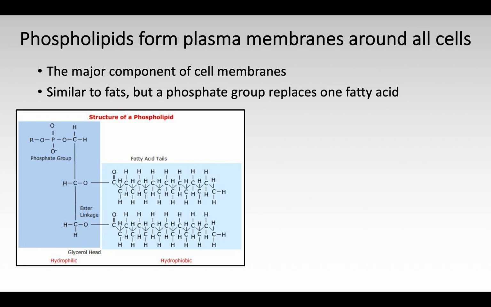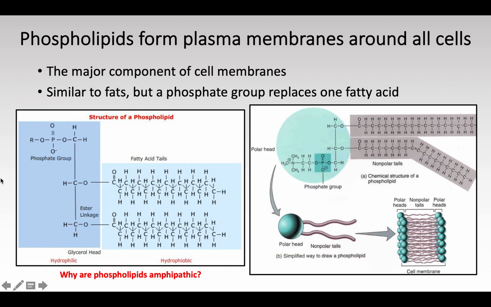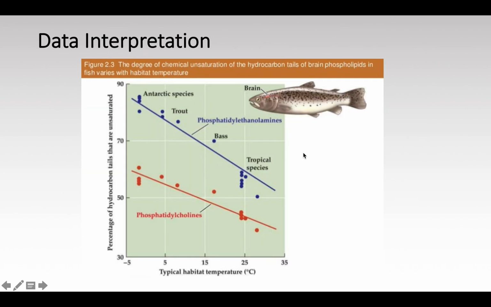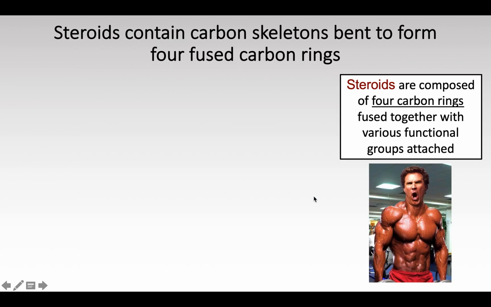Phospholipids, main component of cell membranes, right? We have a glycerol group, we have 2 fatty acid chains, we have a phosphate group, right? These are amphipathic, polar head, 2 nonpolar tails. You should know the basic kind of structure of this. You should be able to interpret data here if given these types of things.